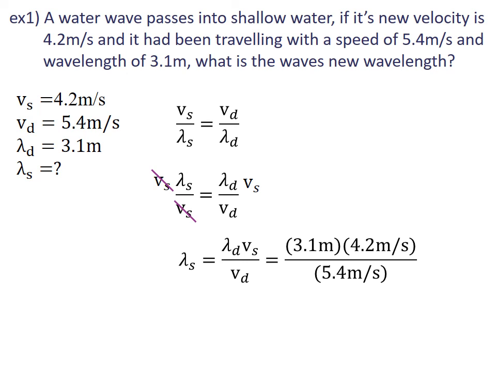3.1 multiplied by 4.2 divided by 5.4 gives me 2.41. I'm multiplying and dividing. All my numbers have two significant figures, so my answer will only have two significant figures. And the last thing I need to do is determine my unit. Meters per second to meters per second will factor out. And that leaves me with meters.